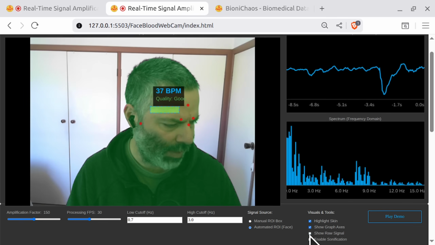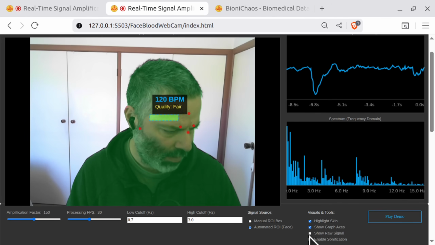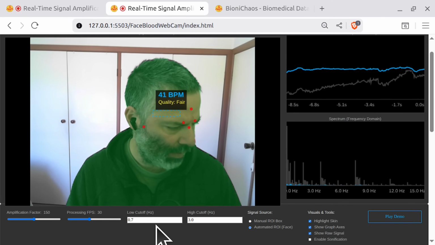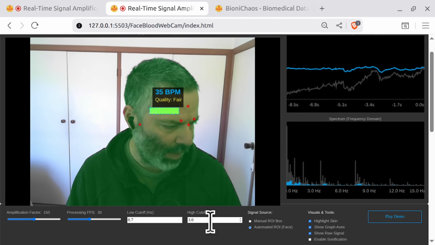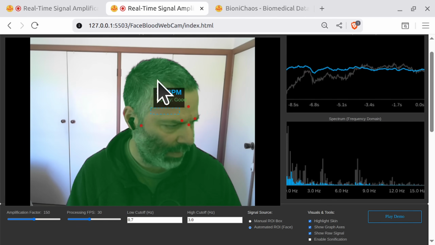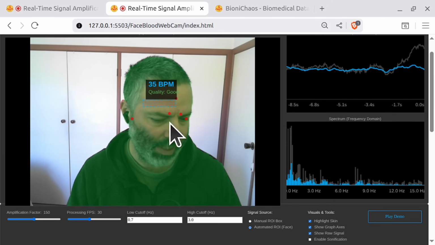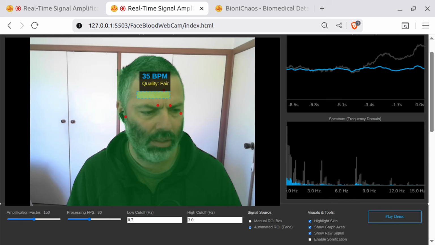So when I'm showing the raw signal, so now the filtering, which is the blue signal, how is it meant to be affected by the low and high cutoff? I think the low and high cutoff is only affecting the beats per minute readout measurement.